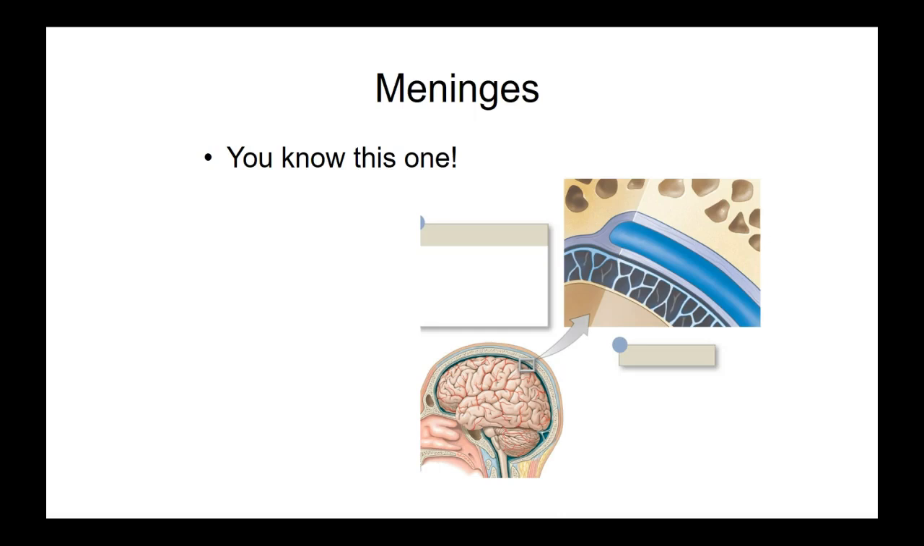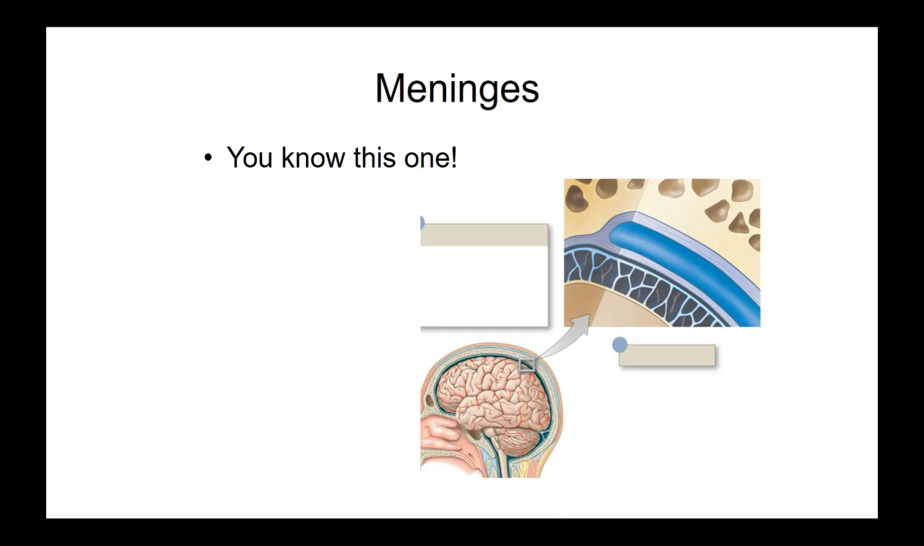Anybody remember what dura mater literally translated? Tough mother, right? And then arachnoid mater is going to have extensions that kind of look web-like, and pia mater, does anybody remember what that is? Soft or gentle mother, right? And so that's a delicate covering of the nervous tissue.